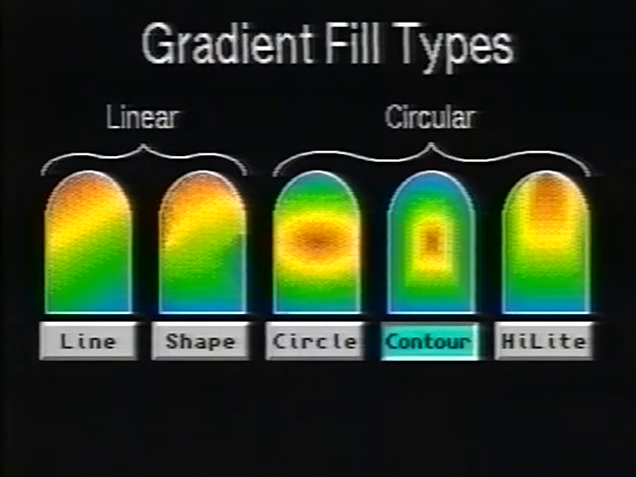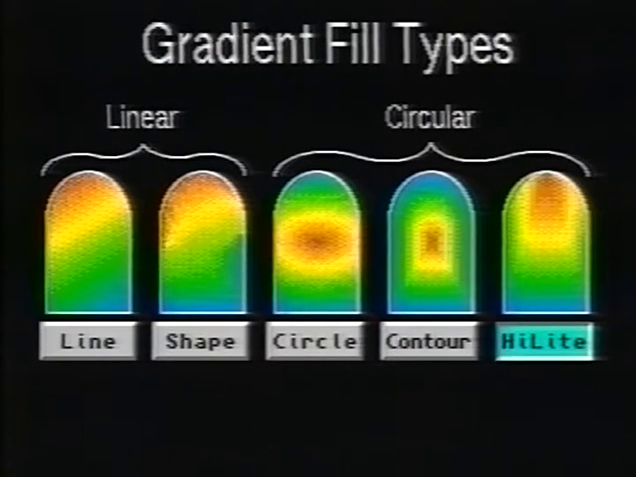Contour fills the object with a gradient taking the shape of the object into account. This creates a contour effect, reminiscent of topographical maps. Highlight is similar to contour, but optimized to create a highlight effect. Like contours, the object is filled with the shape taken into account.